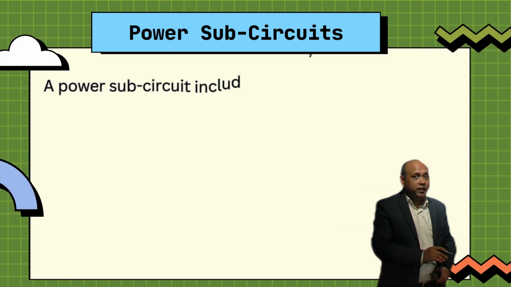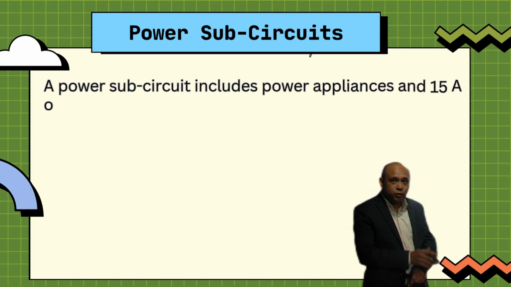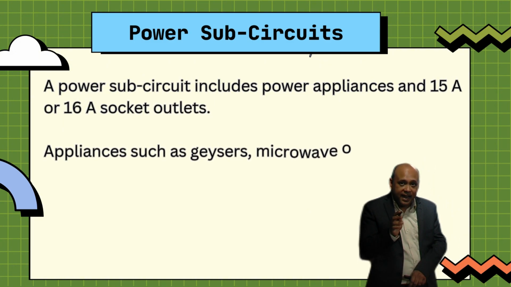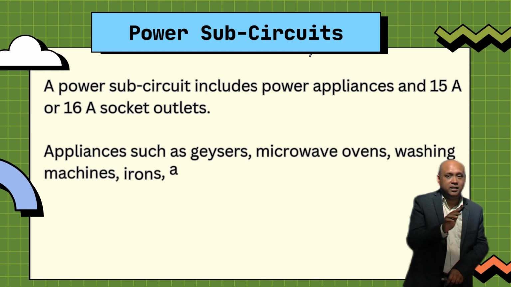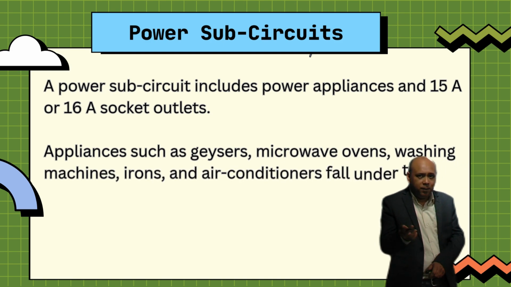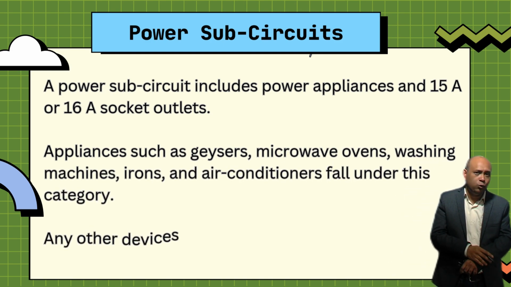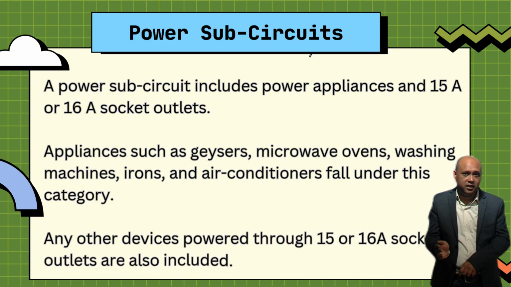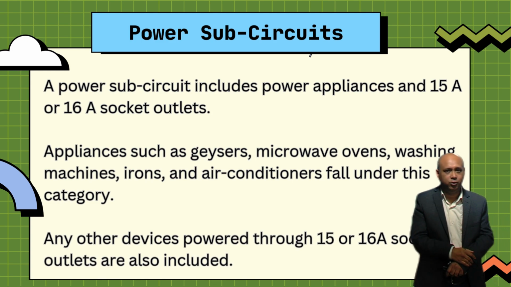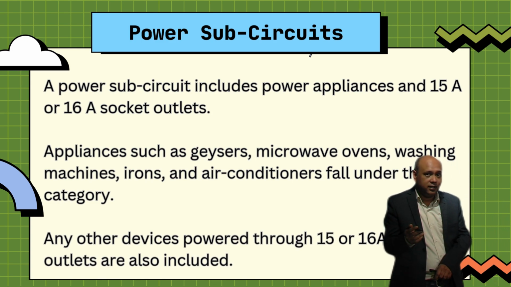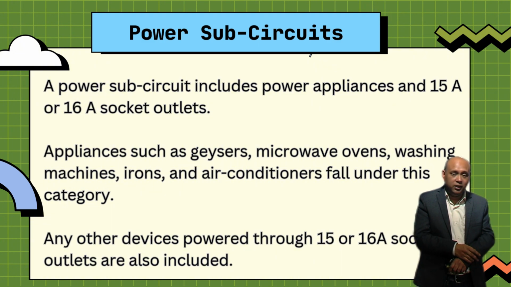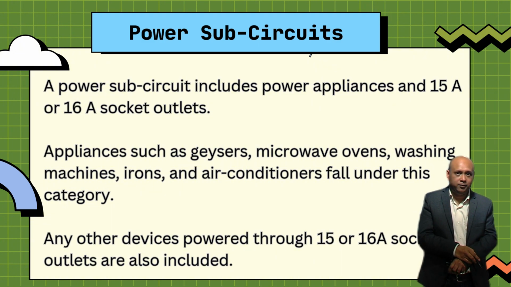Now let's talk about the power sub-circuit. A power sub-circuit includes all the power appliances and 15 ampere or 16 ampere socket outlets. Appliances such as geysers, microwave ovens, washing machines, irons, air conditioners, all of them fall under this category. Any other devices powered through 15 ampere or 16 ampere socket outlets are also included in this category.